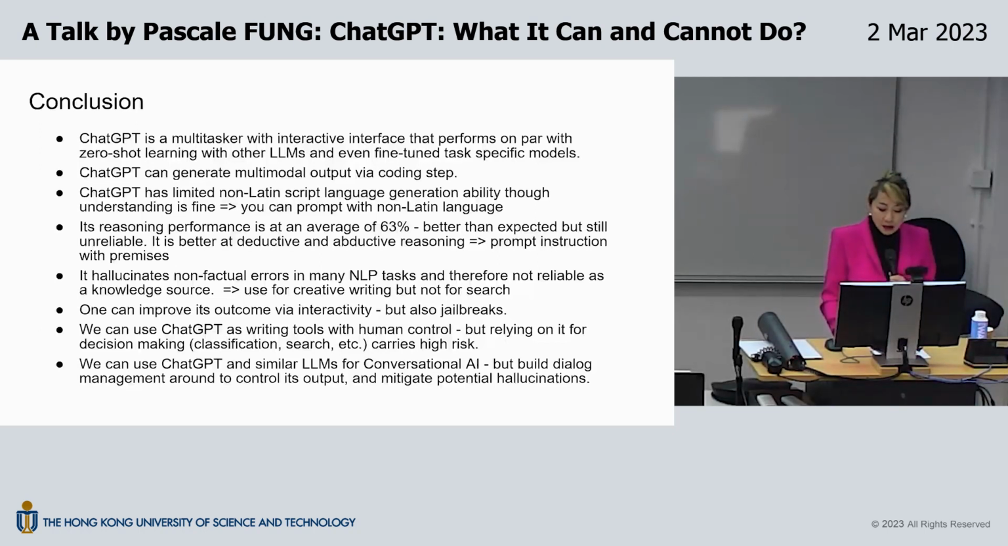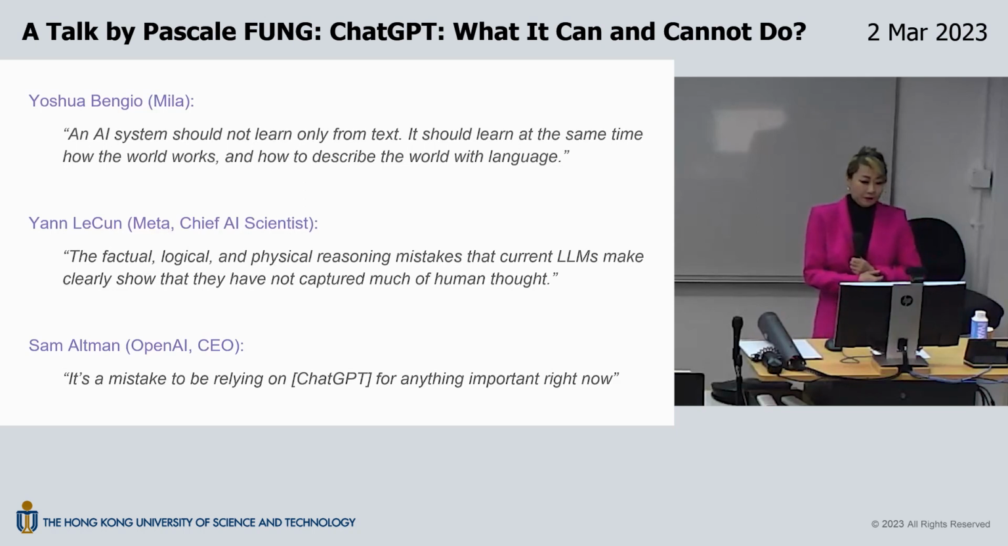One can improve its outcome via interactivity, but the downside is that you can also jailbreak. People can also jailbreak ChatGPT to bypass its safety layer. So we can use ChatGPT as a writing tool with human control, but relying on it for decision making, such as search, classification, and so on, carries high risk. We can use ChatGPT and similar LLMs for conversational AI, but build dialogue management around it to control its output and mitigate potential hallucinations.